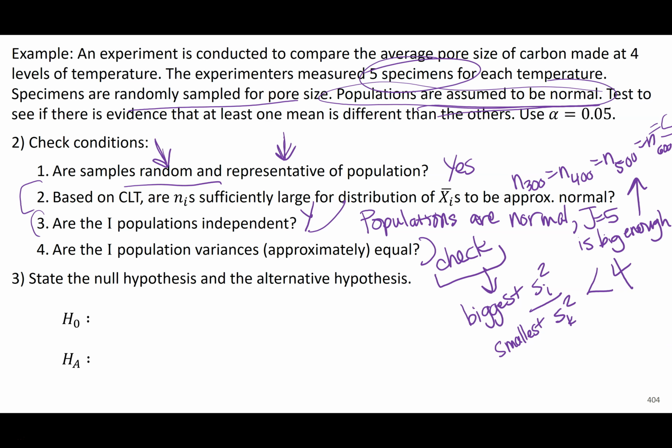So then my hypotheses here: we are still dealing with means because what we're measuring is quantitative. Pore size is quantitative. So I'm going to use subscripts 300, 400, 500, 600. You can use whatever you want, but it needs to be very clear exactly which subscript goes with which group. Because I use 300, 400, 500, that's okay. But if I use 1, 2, 3, and 4, I would need to tell people what 1, 2, 3, and 4 stand for.